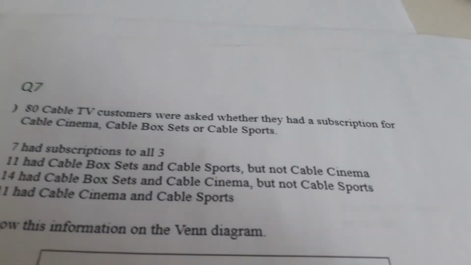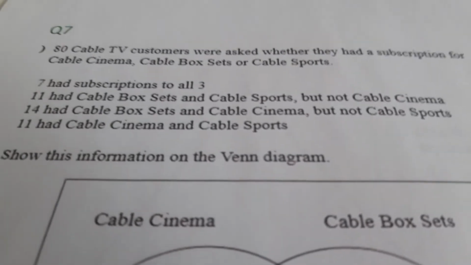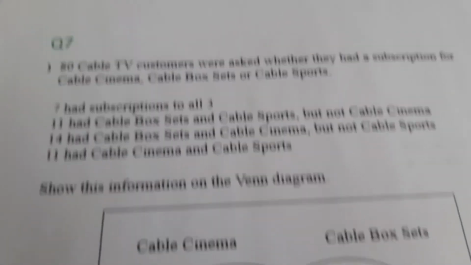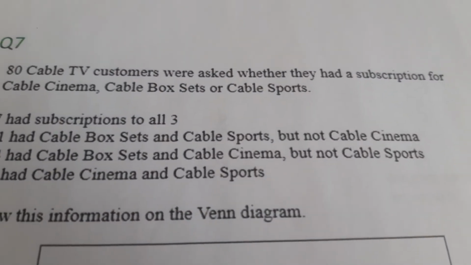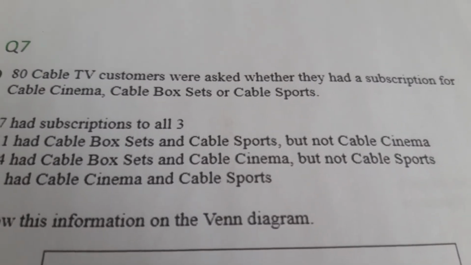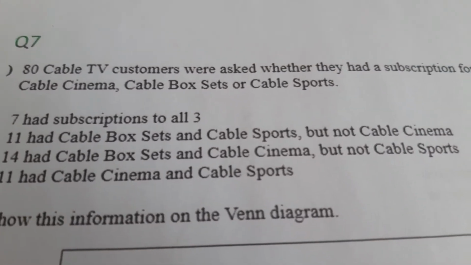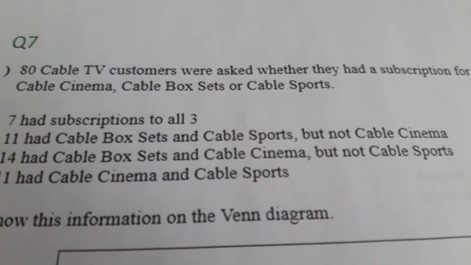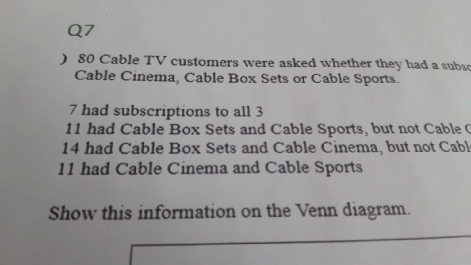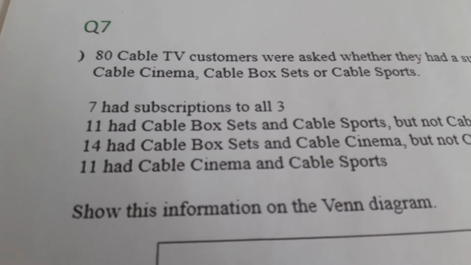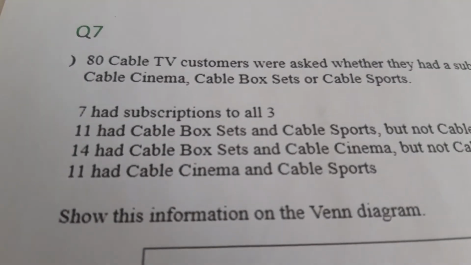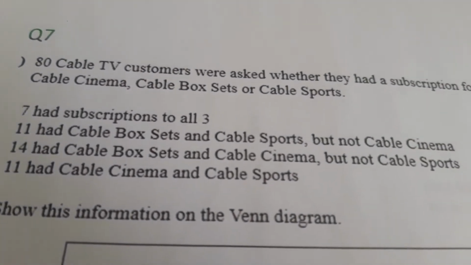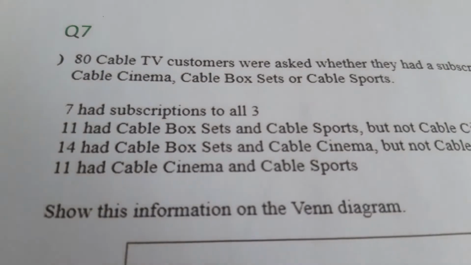Okay, question 7. I think this is quite a long one, isn't it? 80 TV customers were asked whether they had subscriptions for cable cinema, cable box sets, or cable sports. 7 had subscriptions to all 3. 11 had cable box sets and cable sports, but not cable cinema. So on. Okay, so let's start with the 7. The 7 is going to go in the center. We know that's where all 3 would go.